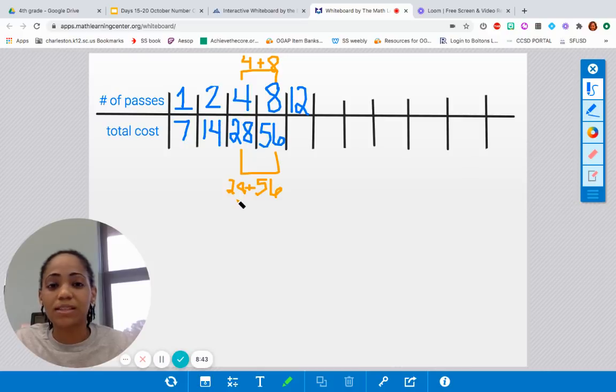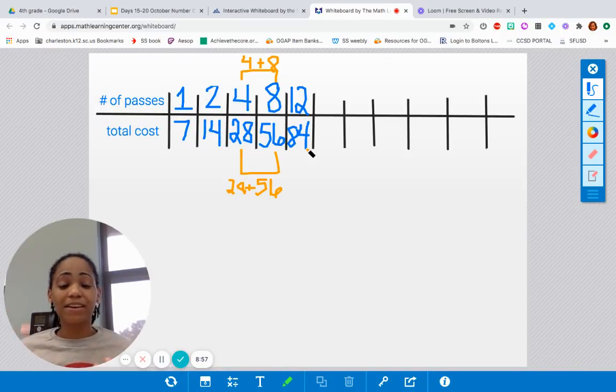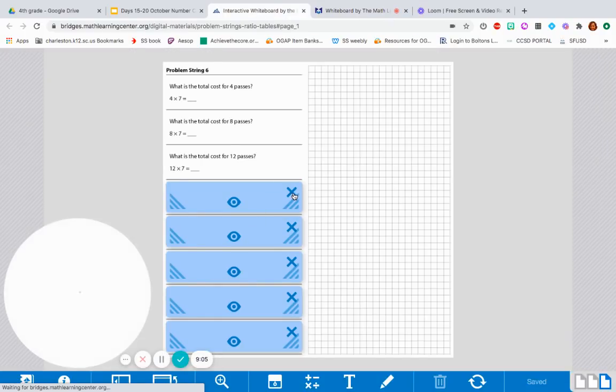I know, 28 looks a little funky. So what'd you get? Yeah, 84. 12 times 7 is 84. I think you guys are really getting the hang of these problem strings, and I love that you're using strategies to help you figure out the problems by using some of the earlier problems that we've solved to help us figure out some of the next problems. So let's see what's next.